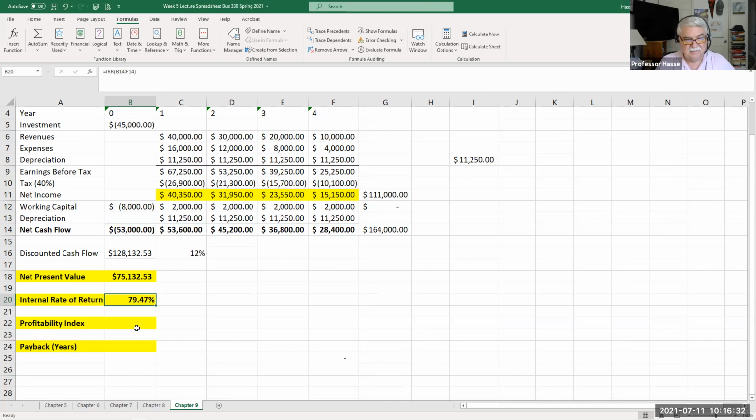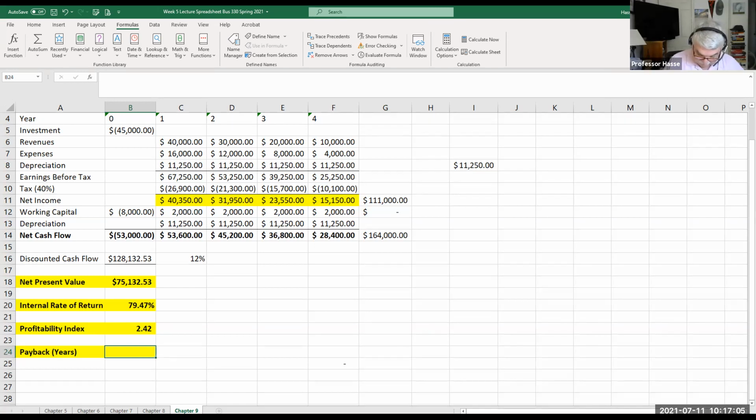Our profitability index is the relationship of our discounted cash flow to our investment. A big ratio. And our payback in years. Wow, we're spending $53,000. Looks like we're getting it paid back in year 1, less than year 1. We're getting $53,600 back in year 1. So it's less than year 1.